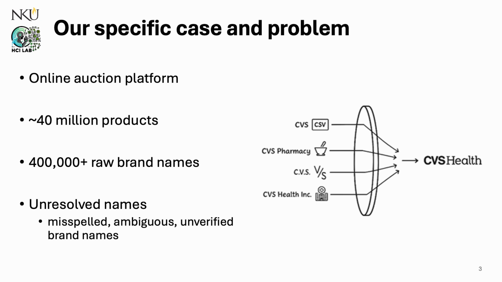Let's break down the problem we face. We began with data from an online auction platform containing over 40 million products. Our goal was to analyze bidding behavior, and for that, we needed accurate brand information. From these listings, we extracted nearly 400,000 raw brand names, but the data was not as clean as we expected. The brand names were ambiguous, some were misspelled, others were abbreviated, and many contained irrelevant words like Inc. or LLC or pharmacy, as you can see on the screen, that did not help us identify the brand itself. These inconsistencies made it difficult to track the bidding behavior or extract meaningful insights from the data.